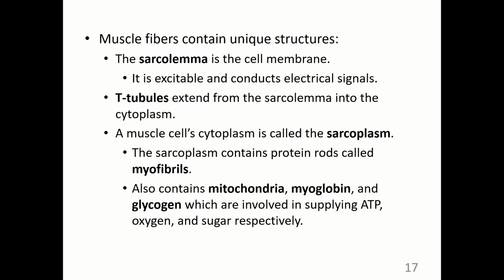A muscle cell's cytoplasm is called the sarcoplasm. The sarcoplasm contains protein rods called myofibrils. The sarcoplasm also contains mitochondria, myoglobin, and glycogen, which are involved in supplying ATP, oxygen, and sugar, respectively. So mitochondria will supply ATP, myoglobin will supply oxygen, glycogen will supply sugar. Notice that the terms sarco and myo are used commonly when describing muscle tissue.